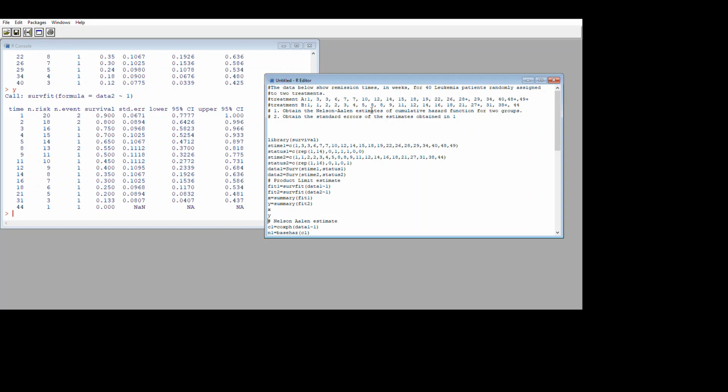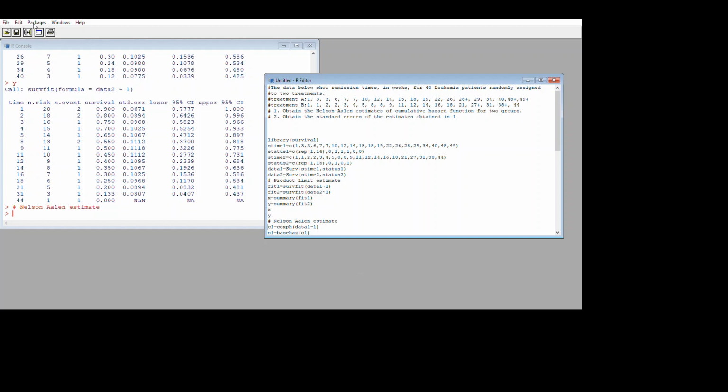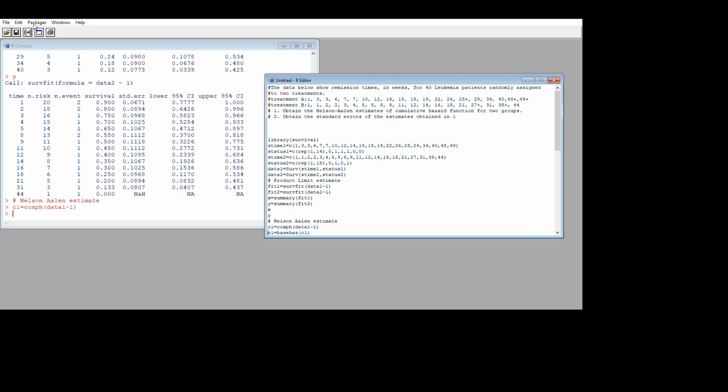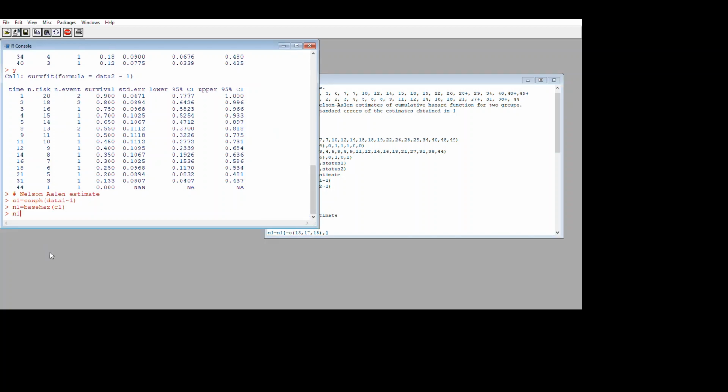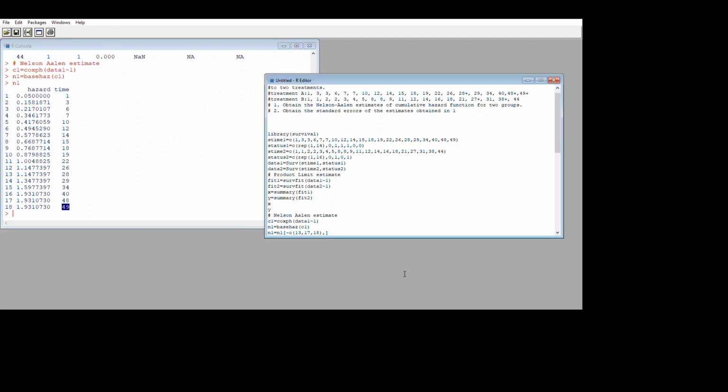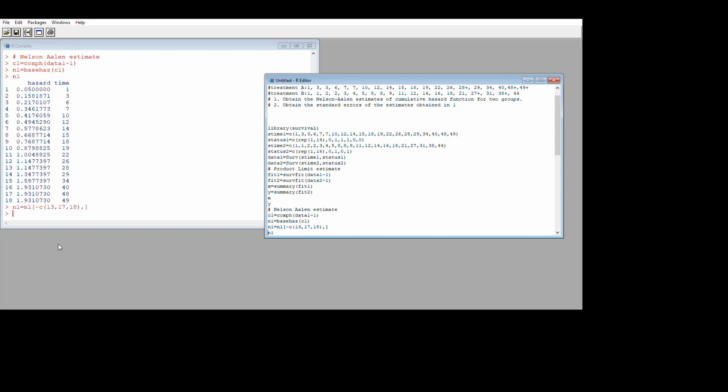Now, the question is to find the Nelson-Aalen estimate for the cumulative hazard function of both treatment A and B. So, in order to find the Nelson-Aalen estimate, run the command c1 equal to coxph of data1 tilde 1 and n1 equal to basehaz of c1. Now calling n1, you get the table.